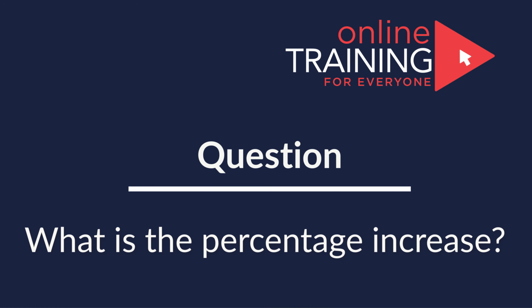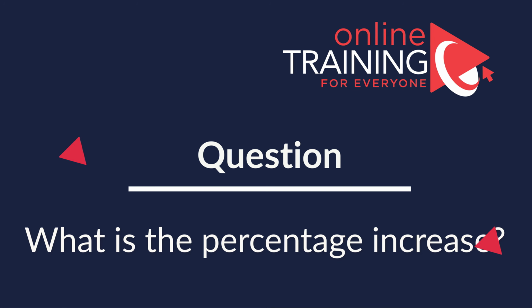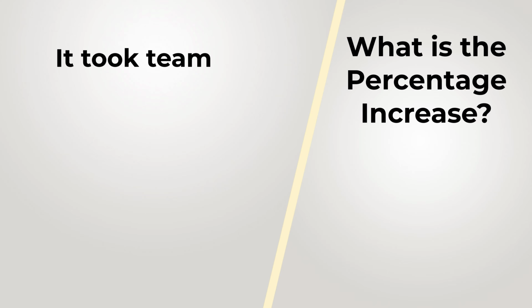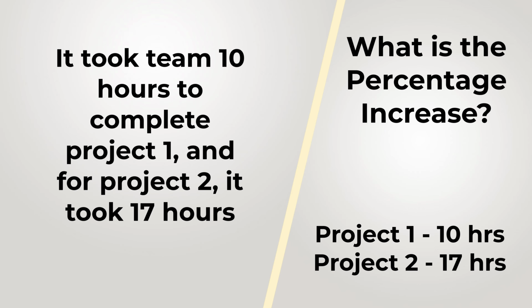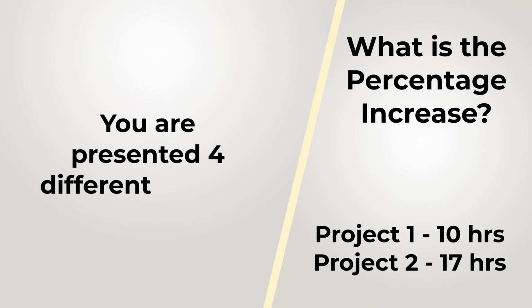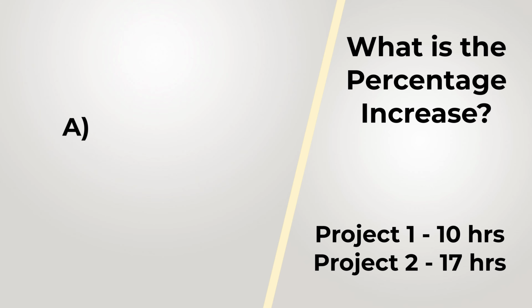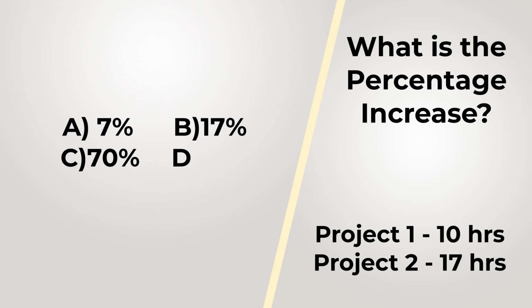Here is a frequent question on the test that a lot of people get wrong. It took 10 hours to complete Project 1. For Project 2, it took 17 hours. What is the percentage increase between the 2 projects? You're presented with 4 different choices. Choice A, 7%. Choice B, 17%. Choice C, 70%. And then choice D, 170%.